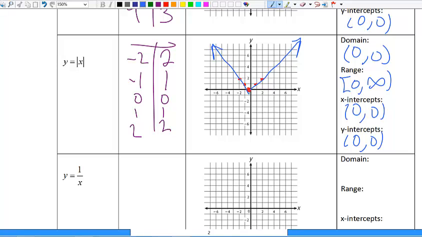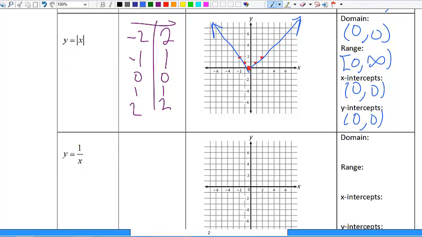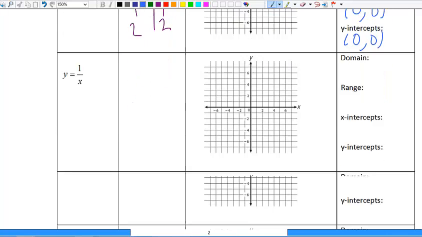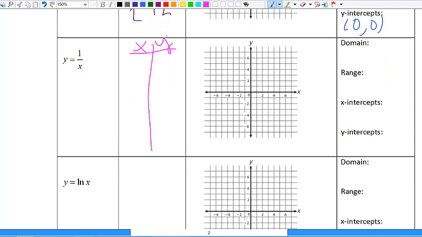Okay, next up is the rational graph. It's got some differences to it. Let me scroll this up here so we can look at it. If I pick -2, I get negative a half. -1, I get -1. 0, I get undefined, and we'll review that in a second as to why. 1, I get 1, and 2, I get a half.